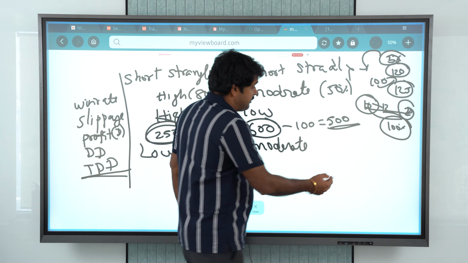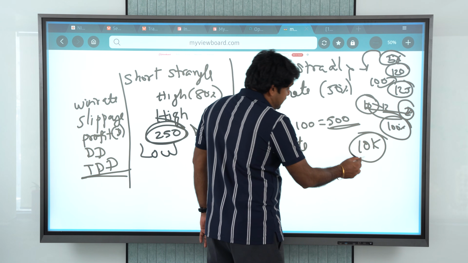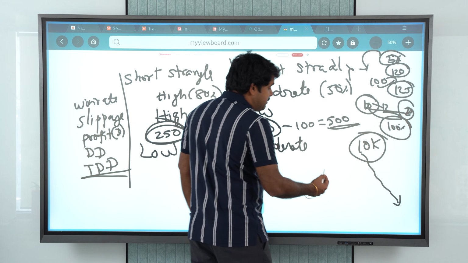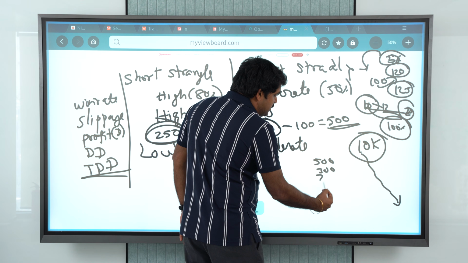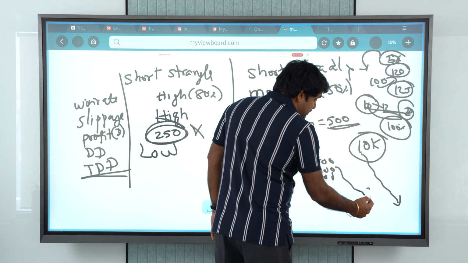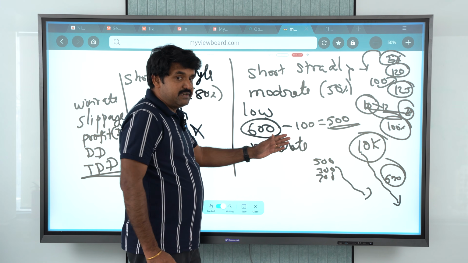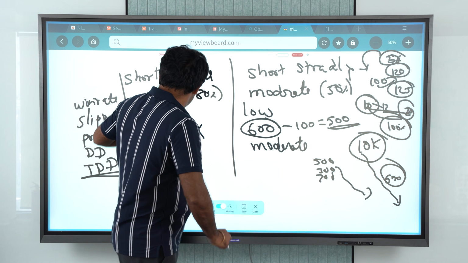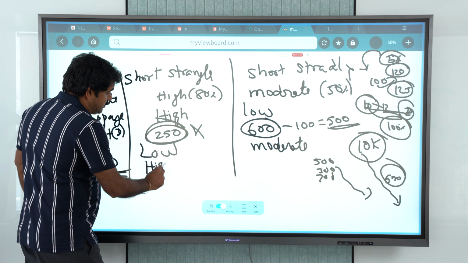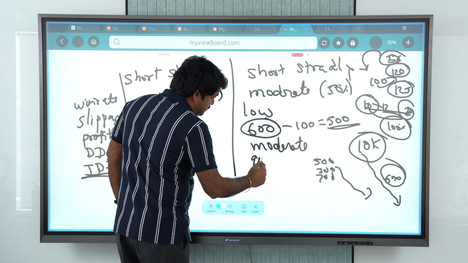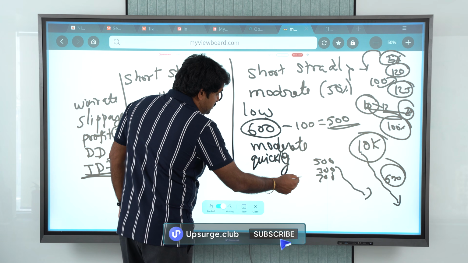But say for example, if you are having a 10k sudden loss in a short strangle, then it takes so much time to come out of the DD, because you make 500 rupees profit, 300 rupees profit, 700 rupees profit. It takes another 6 months to come out of the DD. So the time to come out of the DD is very, very high with the short strangle. This one, the short straddle, will come out very quickly, and that is the reason why I love it.